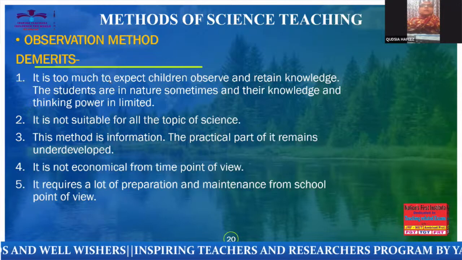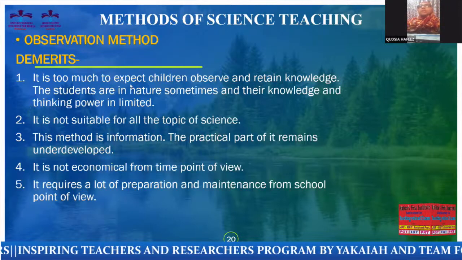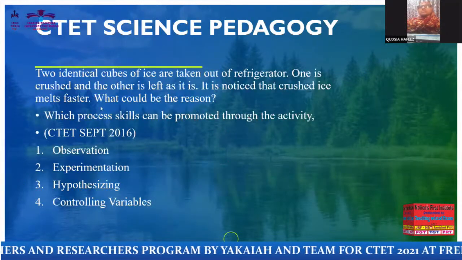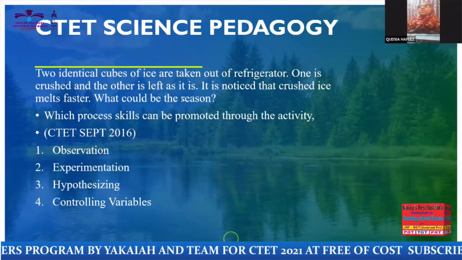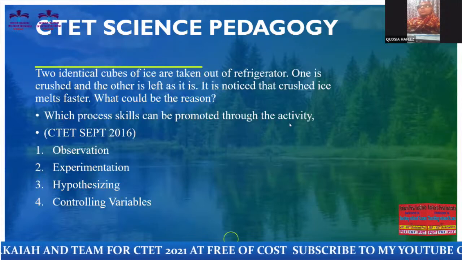Two identical cubes of ice are taken out of a refrigerator. One is crushed and the other is left as it is. It is noticed that crushed ice melts faster. What could be the reason? So now this is the question based upon this topic. Which process skills can be promoted through this activity?